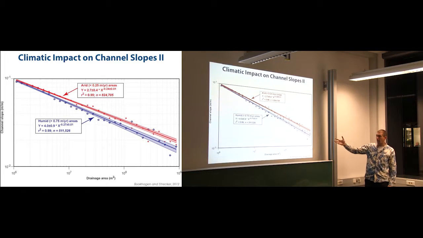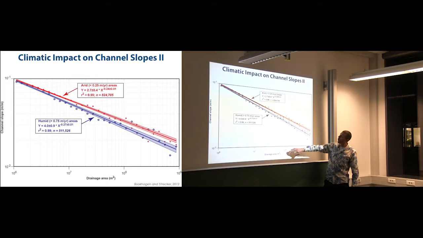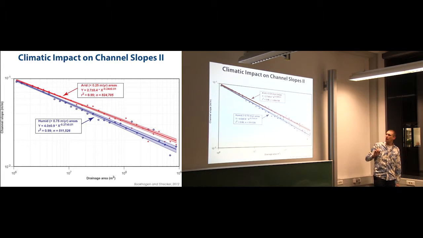So what you now could say is, okay, if that is true, then why don't we plot discharge down here? If we end up relating everything to discharge, then we will collapse the two different regions into one data set.